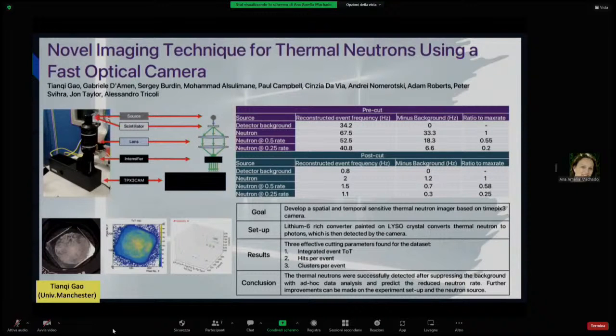These works describe a novel imaging technique for thermal neutrons using a fast optical camera. Thermal neutrons produce tritium and alpha particles in lithium-6, which then interact in a crystal scintillator and produce flashes of light. Emitted photons are focused on a microchannel plate intensifier where the optical camera is installed. These new optical neutron imaging techniques allow remote and long-distance detection.